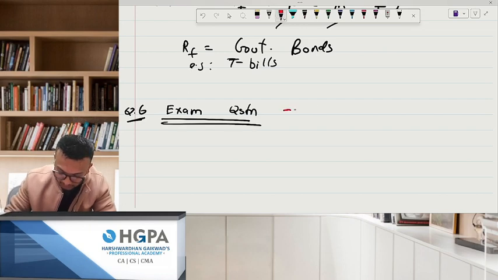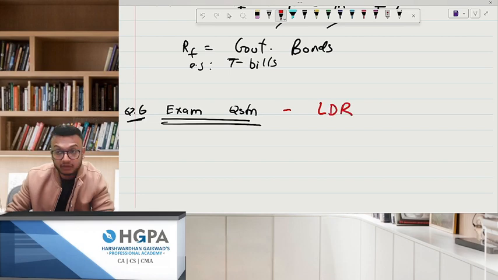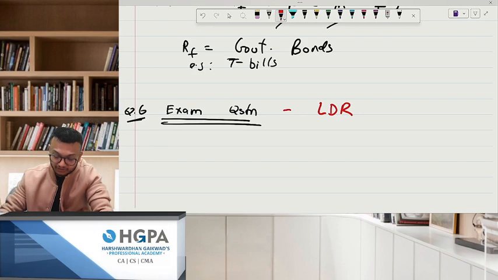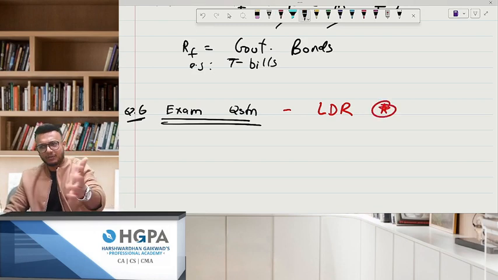And write down, whatever I'm giving you, write down LDR for these type of questions. What is LDR? Last day revision. So this is for last day revision. So mark these questions for LDR, whatever I'm marking.